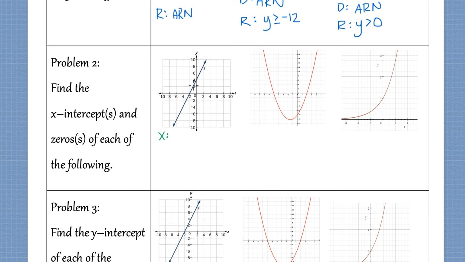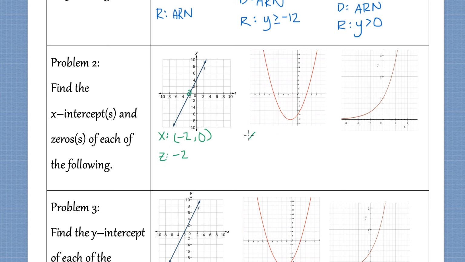The x-intercept of this one, remember we write it as a point. It crosses the x-axis right here, and that point is -2, 0. That's our x-intercept. And for our zero, I'm going to use z as 0. Our zero is just the x value of the coordinate point of the x-intercept. So our zero here is going to be -2. Those are our x-intercepts and zeros. This one only had one x-intercept and one zero.